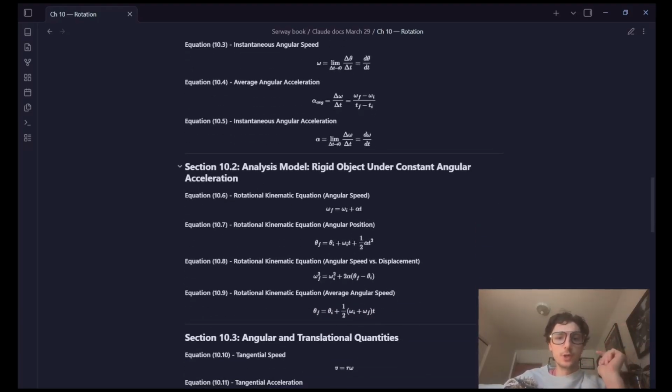Cool, we just finished the first section. Analysis model, rigid object under constant angular acceleration. I'm going to breeze past these because they're the same kinematic equations as what you learned in the first linear portion before the midterm. So here you have the final angular velocity is equal to the initial angular velocity plus angular acceleration times time.